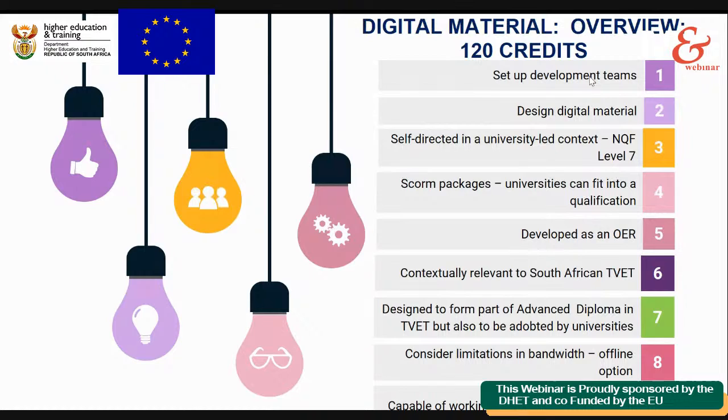Then we looked at what must this digital material look like? What is important about it? Then we said the third one is self-directed in a university-led context because it's NQF level 7. Then, very, very important, when we look at the fourth point, it's SCORM packages. So the universities can fit it into a qualification. You don't have to make use of the entire thing that we've created or put on the LMS. You can cut and paste according to your needs or the needs of the institution. Then the content is an OER, and as you know, open education resource that you can make use of, and it's free of charge for you.